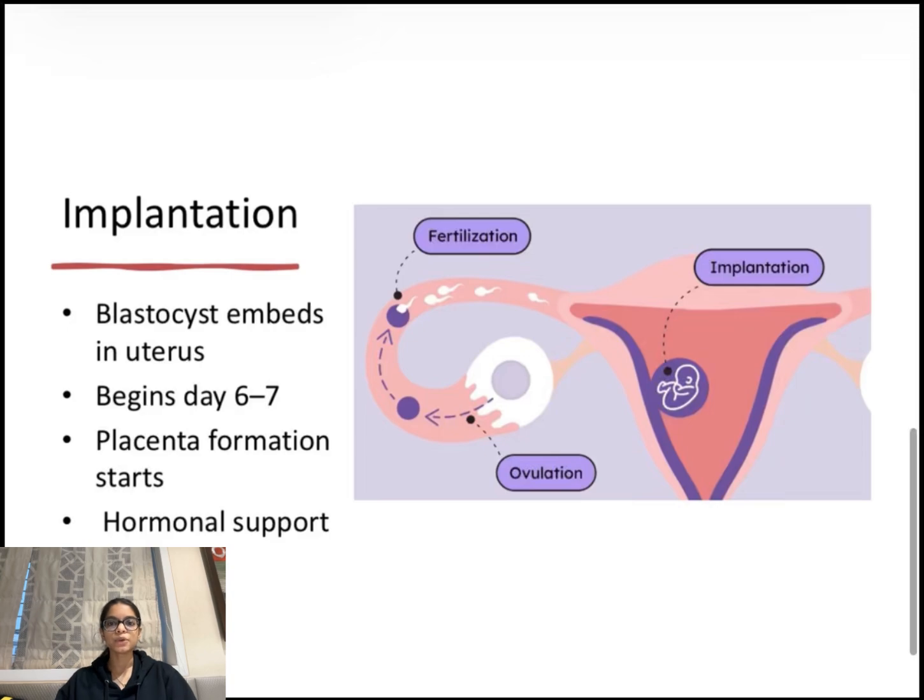Implantation. It is the process by which the blastocyst attaches to and embeds into the uterine endometrium. It usually occurs around the 6th or 7th day after fertilization. During implantation, the trophoblast invades the uterine lining and starts forming the placenta, which enables nutrient, oxygen, and waste exchange between the mother and the developing embryo.